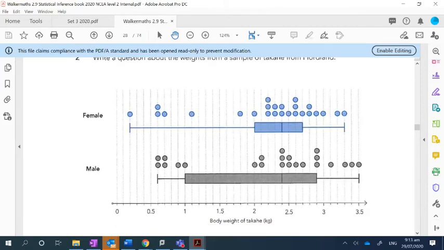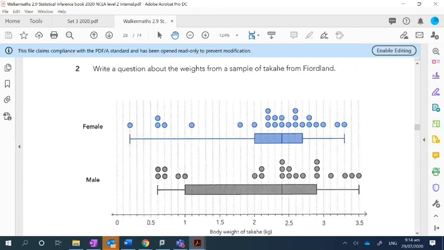So what do you think that they're comparing here? Which two groups, which two subsets, are they comparing? Male and female, right? And what type of thing are they comparing? Guys, come on, focus with me. Because I can call on you if you need me to. Annabelle, what is the variable that they're looking at here? The weights, right? So they're comparing males and females.